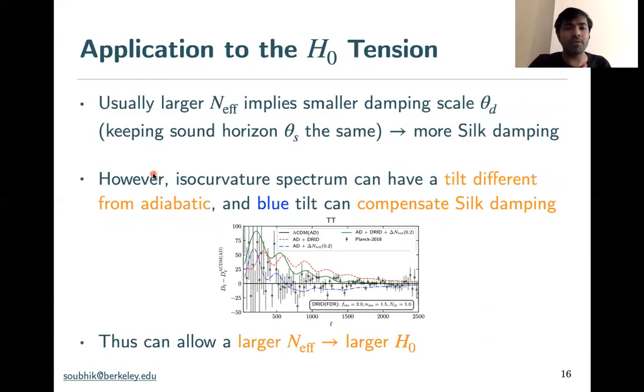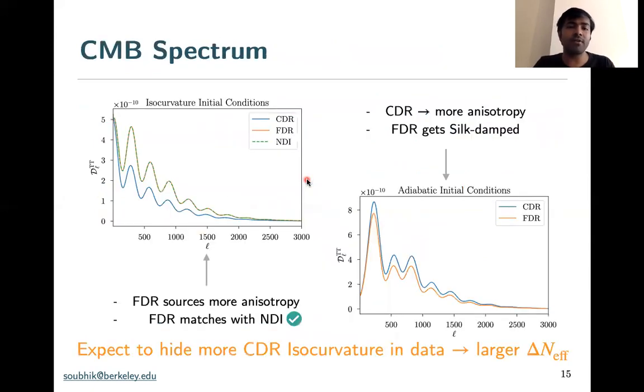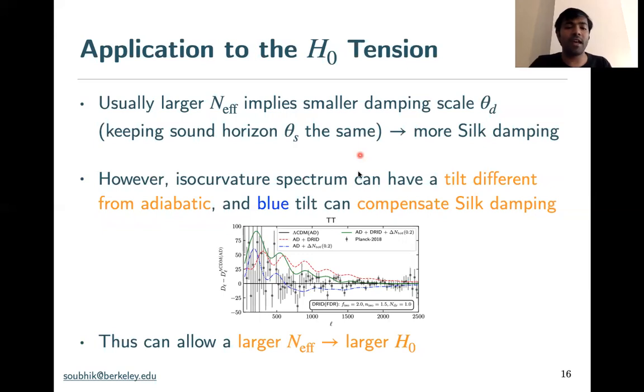Now, let me also talk about how all of this is related to the H0 tension. I just told you that for CDR, the spectrum is smaller. Therefore, what can happen is that you can hide more isocurvature in CDR. In particular, in the presence of blue tilted isocurvature, the growth of perturbations at high L can compensate for the Silk damping. And therefore, generically, both for CDR and FDR, you can accommodate larger delta N effective. And in the end, it is this larger delta N effective that gives rise to larger H0.